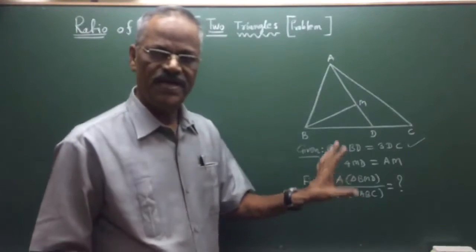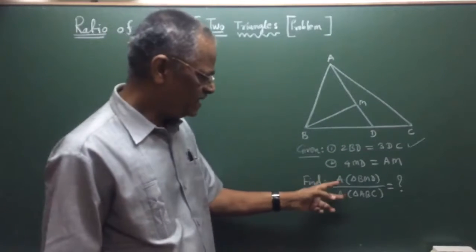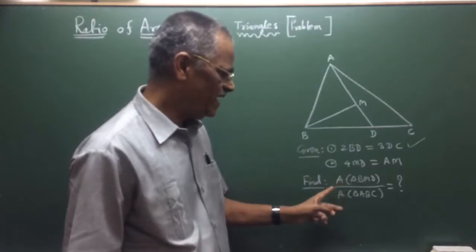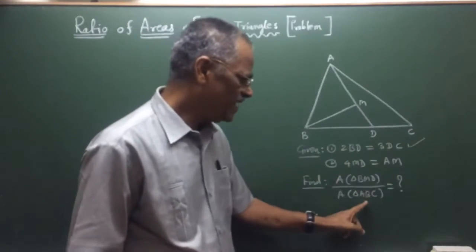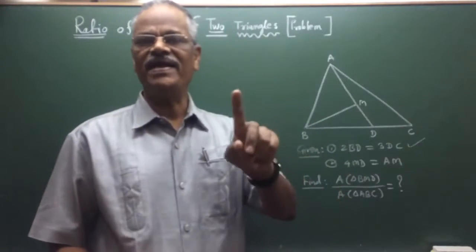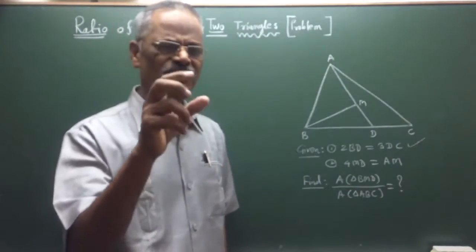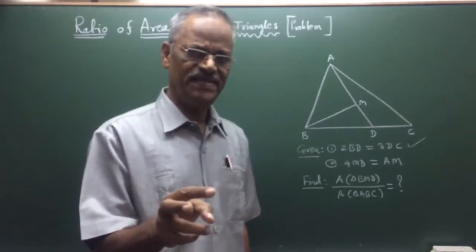Find the ratio of areas of two triangles. You can read the problem. We have to calculate the ratio of the area of triangle BMD divided by the area of triangle ABC. This is our problem. We have to think about the ratio of areas of two triangles.